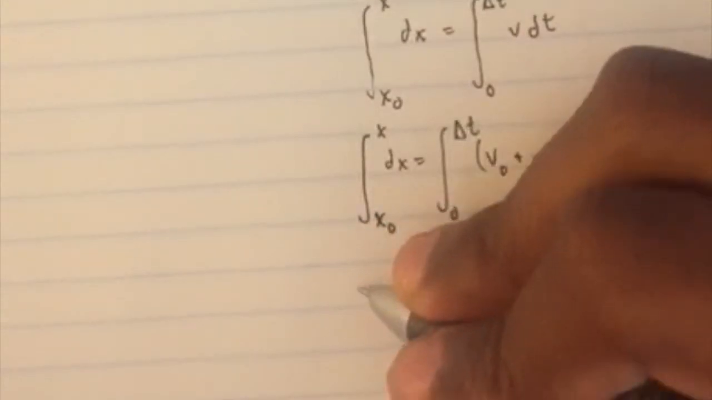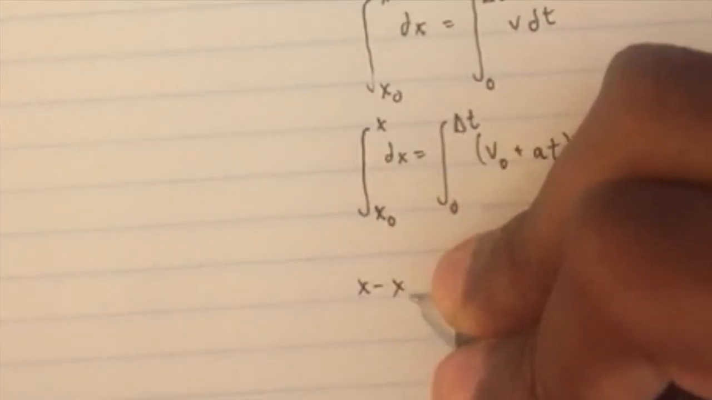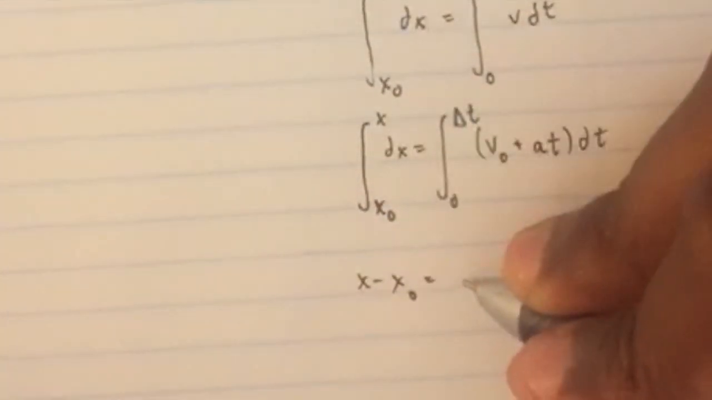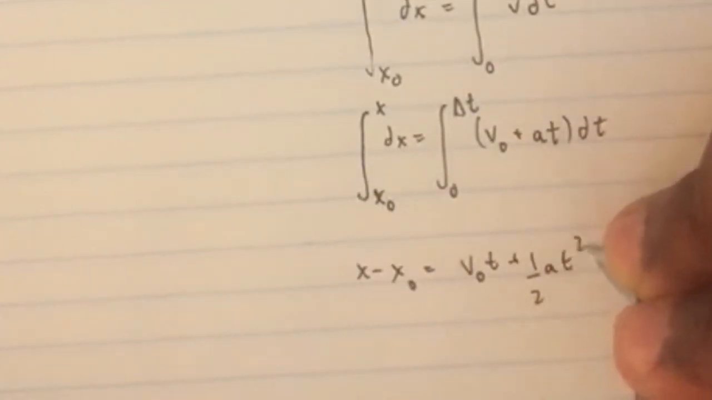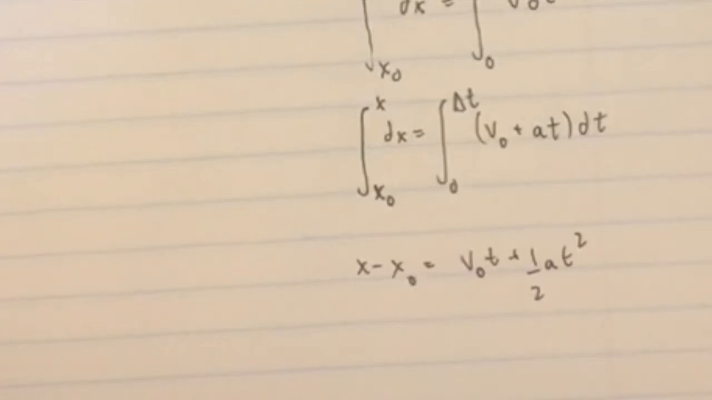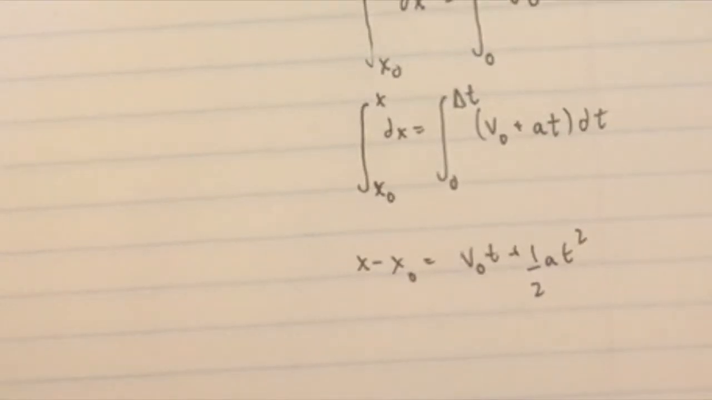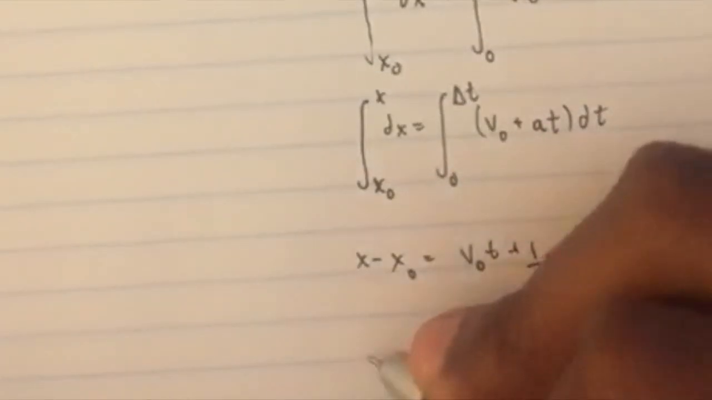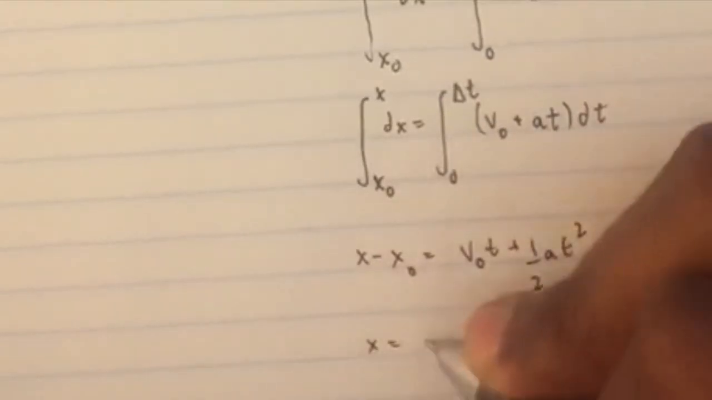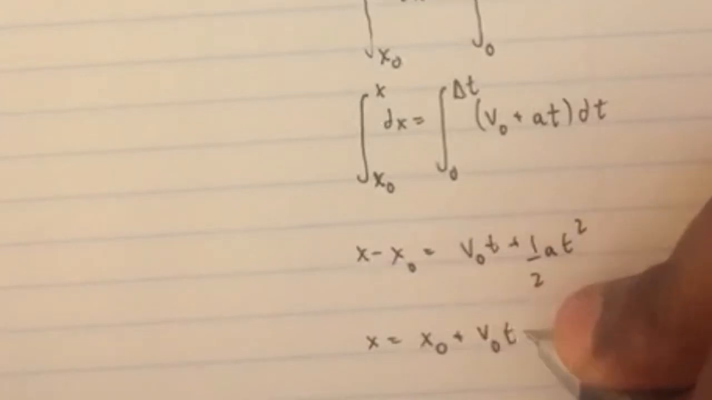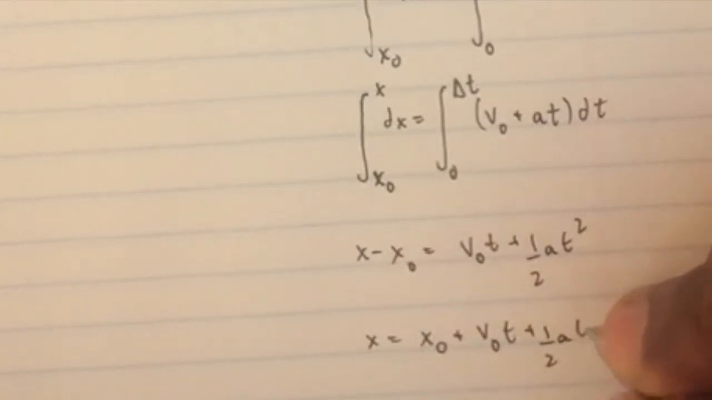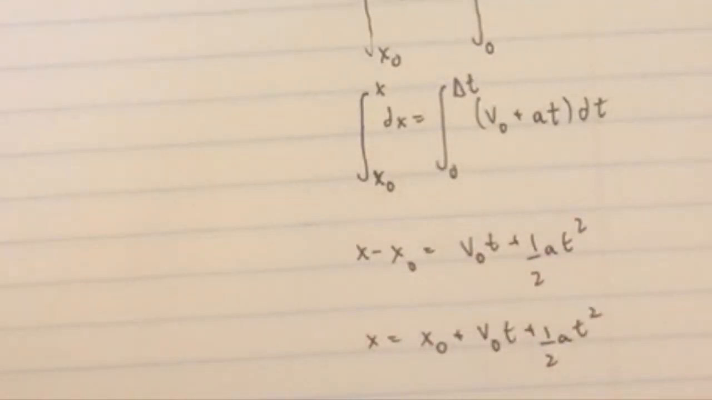We'll solve the integral to get x minus x0 is equal to v0t plus half a t squared. And now we add x0 on both sides to get the final distance equation. So x is equal to x0 plus v0t plus half a t squared, and that's the distance equation.